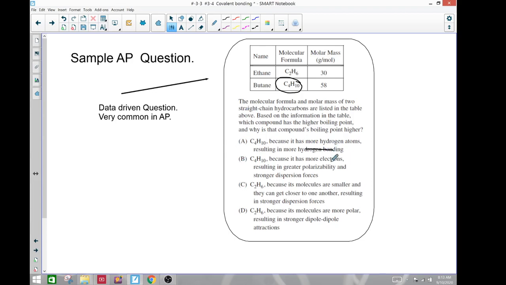Hydrogen bonding is out. Oh, here's that key term here, and that is what we want. You check the other ones out, but they're going to have something in them that's not correct. Dipole's out. This one's talking about London dispersion forces, but it's backwards: because the molecules are smaller and closer together, resulting in stronger dispersion forces. No, that explanation is not correct.